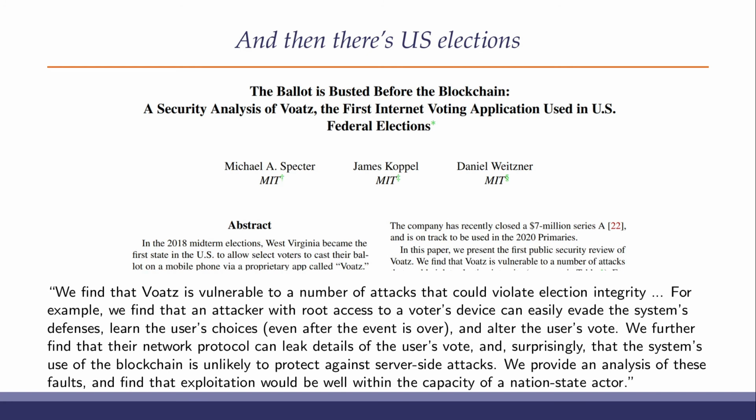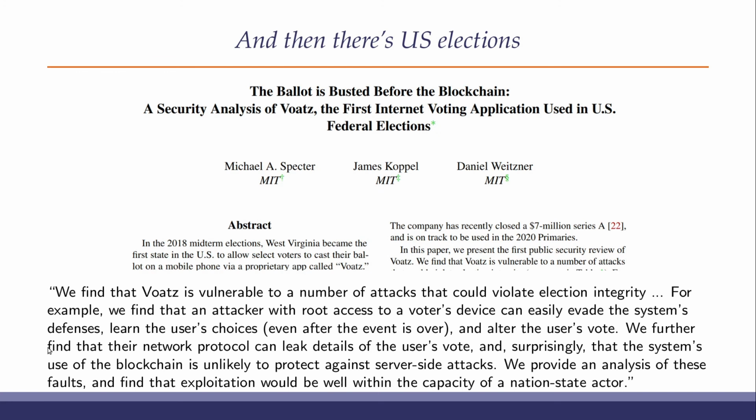We provide an analysis of these faults and find that exploitation would be well within the capacity of a nation-state actor. If you read the paper, you can see they're really being polite about the nation-state actor, and many of the vulnerabilities they found are well within the capacity of an intelligent high school student to exploit. So we see subtle bugs that undermine completely very well thought out and well designed systems. And we also see, at least in my country, in the United States, a kind of shocking gap between even what could ideally be out there and the actual stuff that gets deployed.